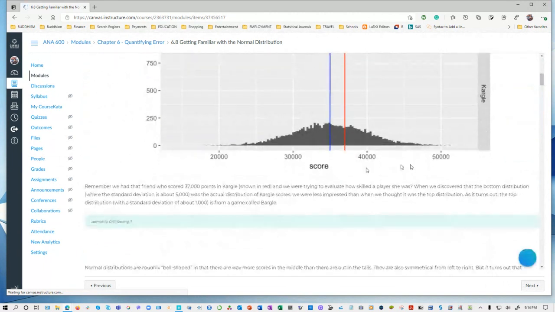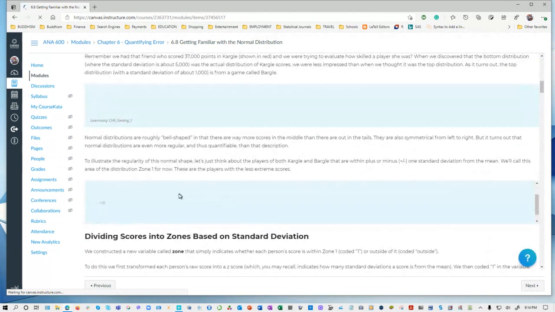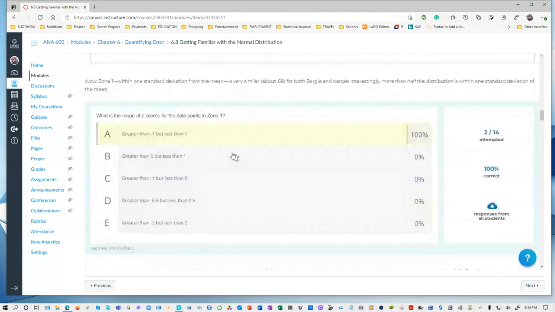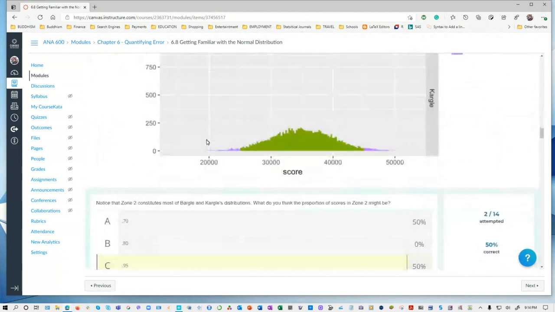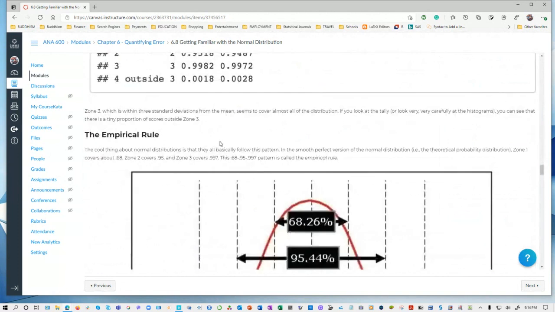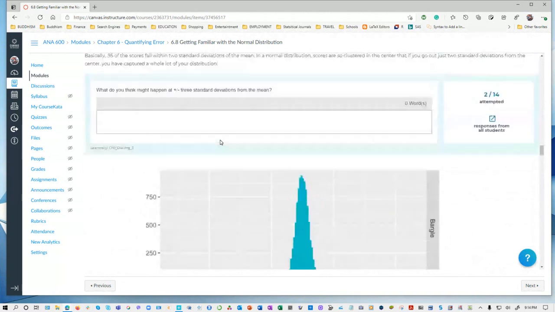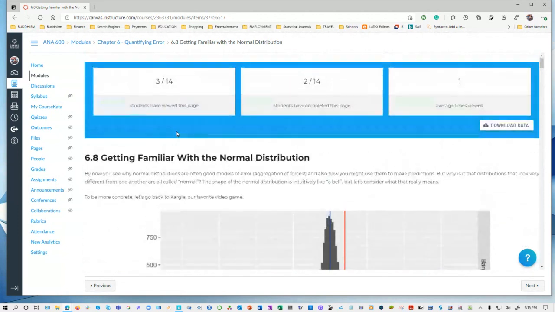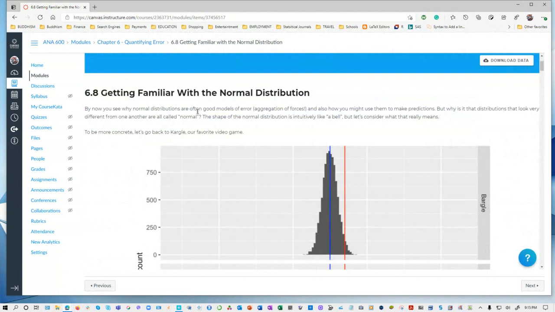There are more and more kinds of normal distribution, different kinds of normal distribution. But if they were not normal, you would look for some other approach. By now you see the normal distributions are often a good model for aggregations of data, and also how you might use them to make predictions.